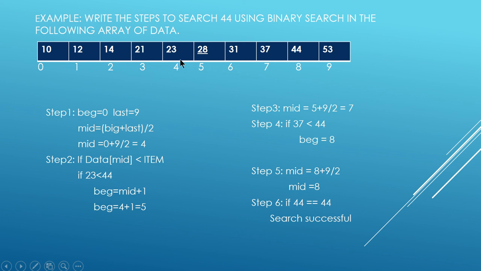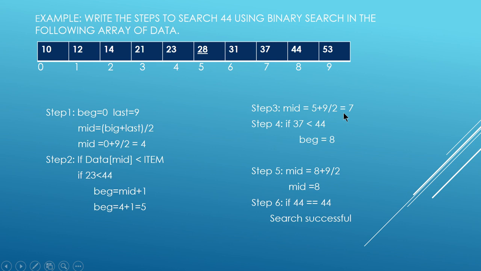So in that case, these set of elements need not be searched. It is enough to search from 5 to 9, right? Okay, that is the point. That is what the binary search algorithm is. Okay, so beginning is equal to mid plus 1. Now I am changing my search location to 4 plus 1, which will become 5.